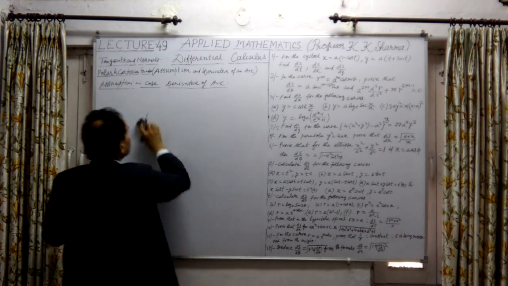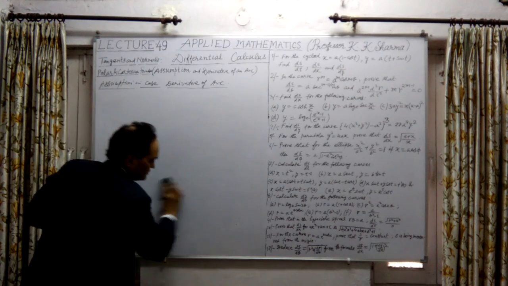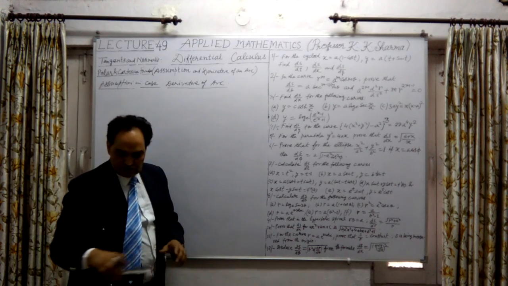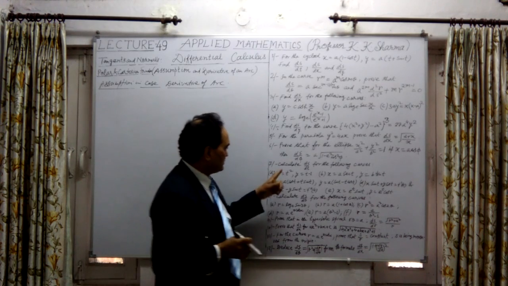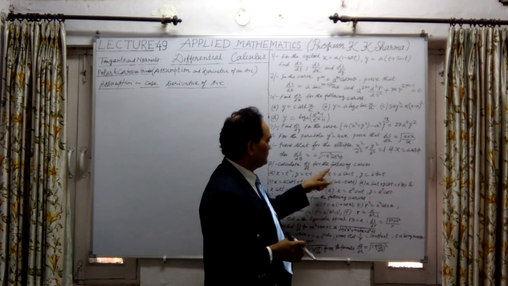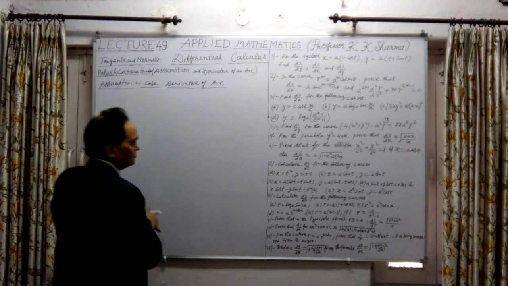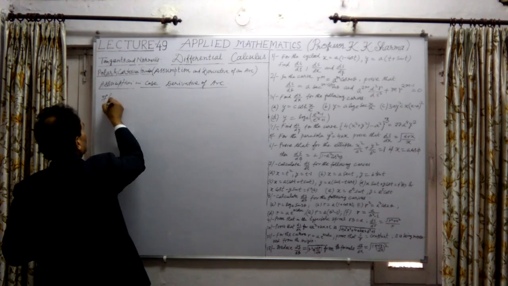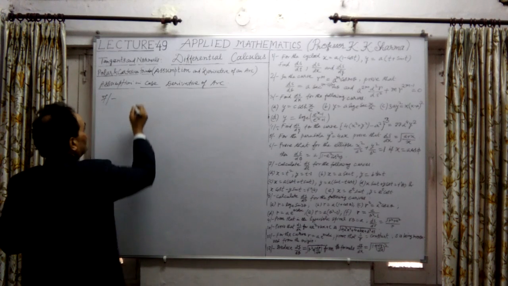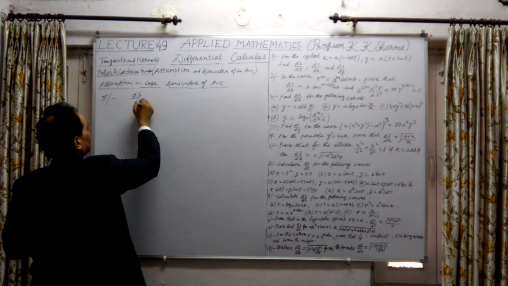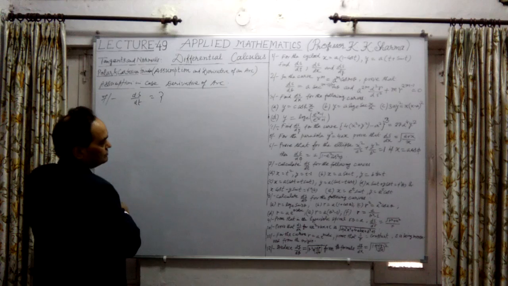So question number 7 says, calculate ds upon dt for the following curves. This is in parametric form. Let me solve it. Question number 7 here. It says ds upon dt is to be calculated.